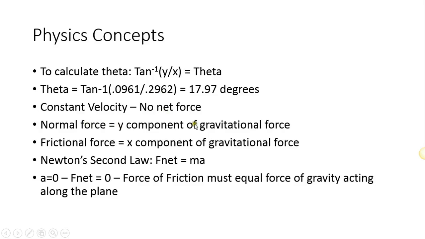The normal force is the y component of gravitational force, as we talked about earlier. The frictional force is going to be equal to the x component of gravitational force we talked about earlier. So we talked about Newton's second law, F net equals mass times acceleration. Since acceleration equals 0, F net equals 0, and the force of friction must equal the force of gravity acting along the plane.